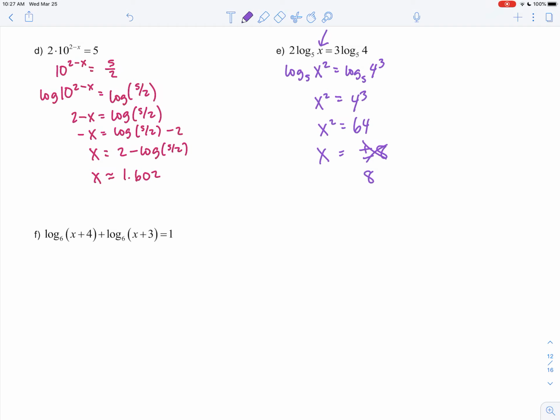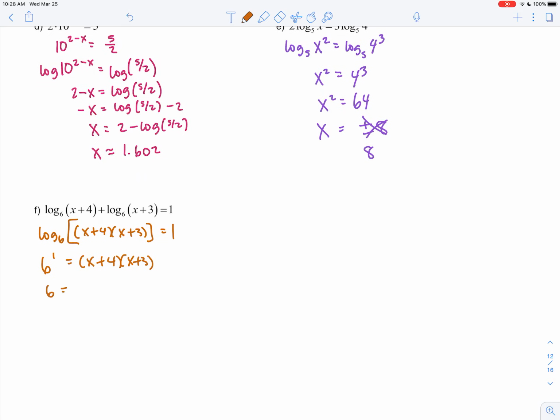Okay, one more here. I want to use the properties of logs to contract these two separate logs into a single log. I'm seeing addition, so I can combine them together as a product. So I would have log base 6 of x plus 4 times x plus 3 equals 1. The point of doing that is now that I'm seeing a single log, I can convert it to exponential form. The base is 6, the exponent is 1, and it equals x plus 4 times x plus 3.